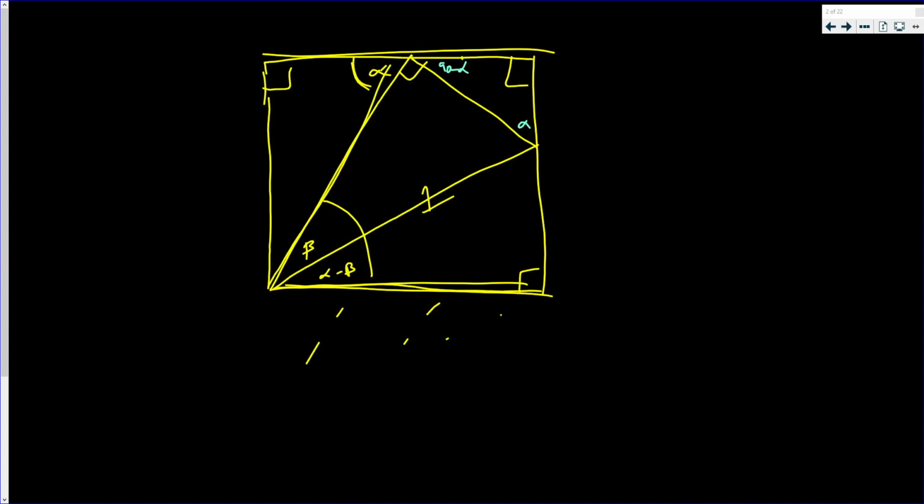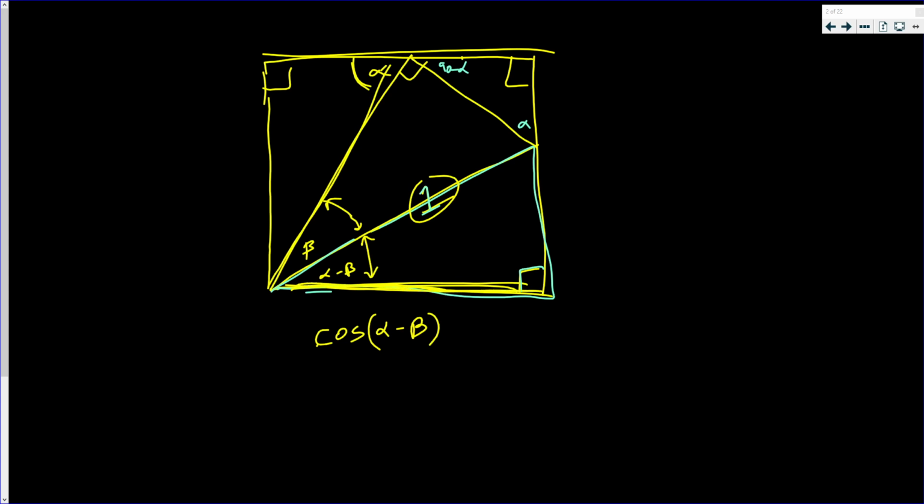Okay, so let's get this out of the way. Now, just looking at this blue triangle right here, a right triangle with the hypotenuse being 1, these are 2 separate angles. The top one is beta, the lower one is alpha minus beta. Now if you note, the cosine of alpha minus beta is this side over 1, which is just this side. So this length is cosine of alpha minus beta.